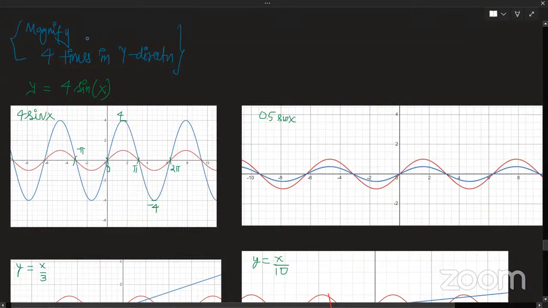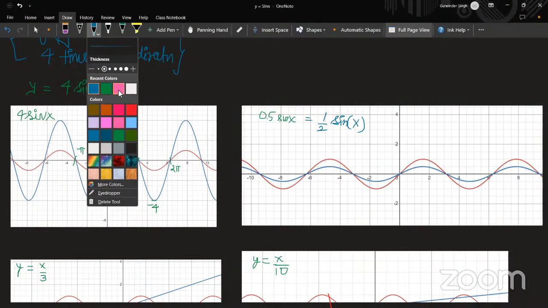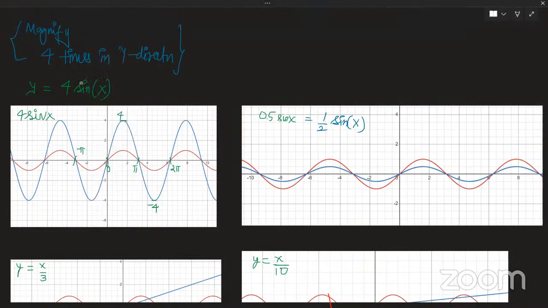So nothing will happen in x direction. It is just being magnified in y direction. Similarly, I have 0.5 of sin x. So 0.5 of sin x basically means what? Half of sin x. So it is getting reduced, right? Because half is lesser than 1. So it is getting reduced only in y direction.